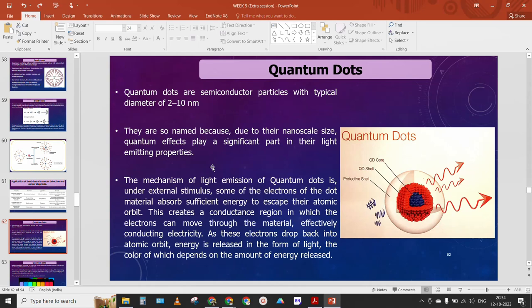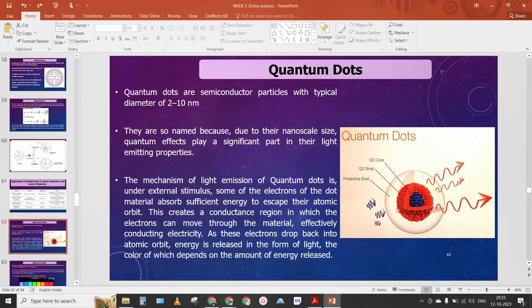So the next is quantum dots. Quantum dots are semiconductor particles with a typical diameter of 2 to 10 nanometers. They are so named because, due to their nanoscale size, quantum effects play a significant part in their light emitting properties. The mechanism of light emission of quantum dots is under an external stimulus.